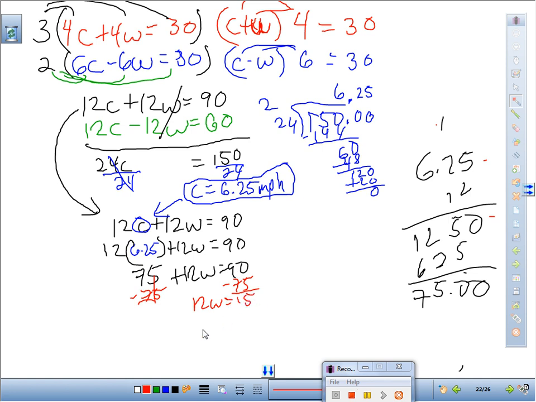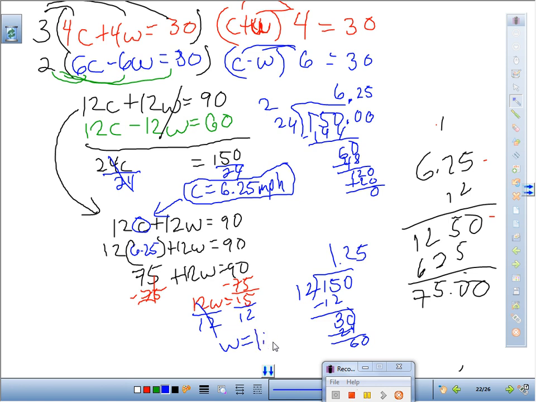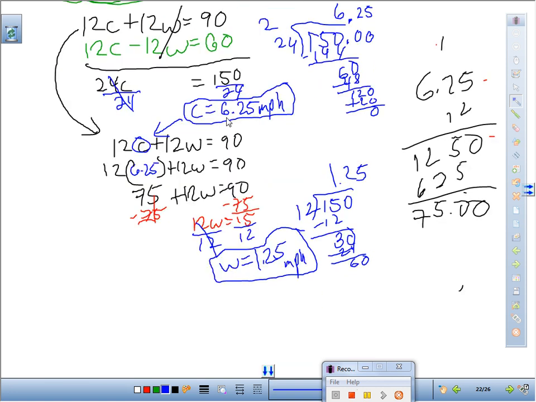12W equals 15. Divide by 12. W equals 15 divided by 12. Fits in there once. Subtract, that's 3. Add a 0. Fits in there twice. That's 24. This is 1.25 miles per hour. So, our solution, the cyclist speed is 6.25 miles per hour. The wind speed is 1.25 miles per hour.